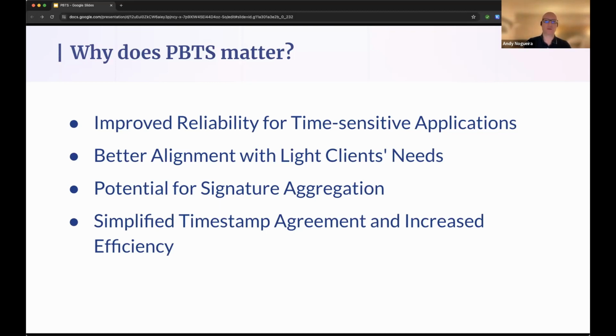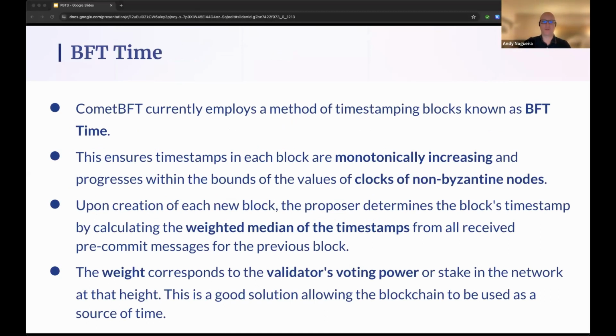And basically, it's just a simplified timestamp agreement. The current way with BFT time requires some calculations that you have to do. This is a simplified, better, more efficient way. Yeah, I have to go next. Currently, the way Comet calculates the timestamps is what we call BFT time. Basically, it's a weighted mean average of the timestamps received from the validators.